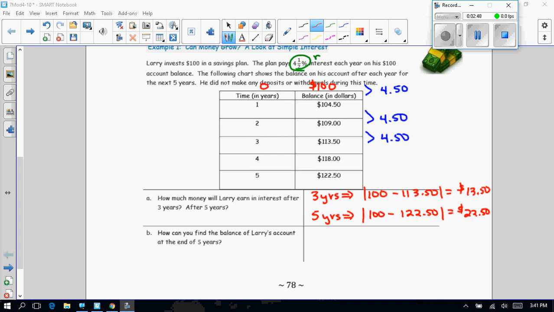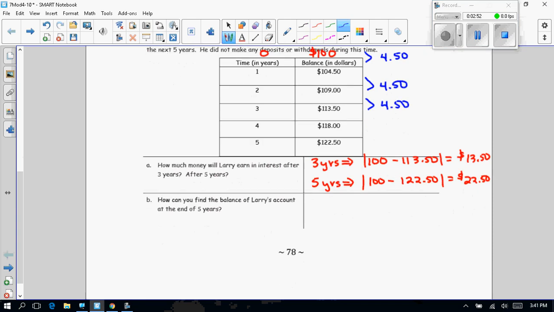Pretty nice. The balance, of course, is the 122, right? It's the $100 plus that $22.50, right? His balance is $122.50. It's the total, right? It's that principal plus the interest, okay? And that's how you get your total, your balance.